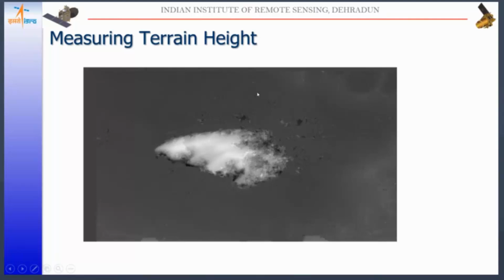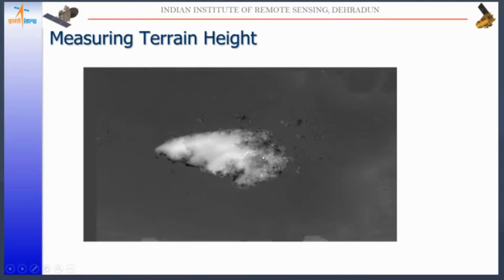Because I am saying interferometry, what we will do, we will have to do in the slant range plane only. So everything up till now we are doing in the slant range image. So this image is in the slant range plane only. So what we have to do? We have to do the geocoding of the DEM.